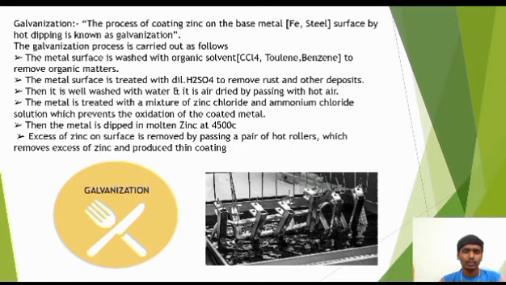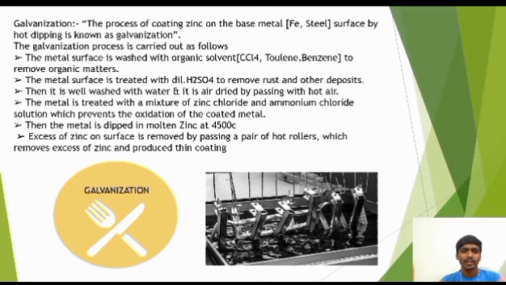The methods to control corrosion. What is galvanization? The process of coating zinc on the base metal, Fe or steel surface, by hot dipping is known as galvanization. The galvanization process is carried out as follows. The metal surface is washed with organic solvents like CCl4, toluene, or benzene to remove organic matter. The metal surface is then treated with dilute H2SO4 to remove rust and other deposits.